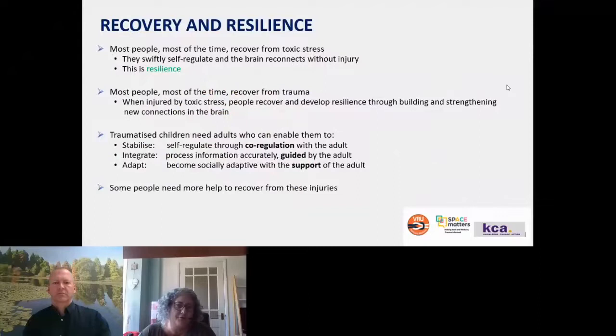Okay, recovery and resilience for young people, but also for us as practitioners and professionals. So thinking about the toxic stress, most people are able to self-regulate and the brain connects with the recovery and there's no injury, and that is what we call resilience. Most people, most of the time, can recover from their traumas because they've had compensatory experiences, they've had co-regulation.